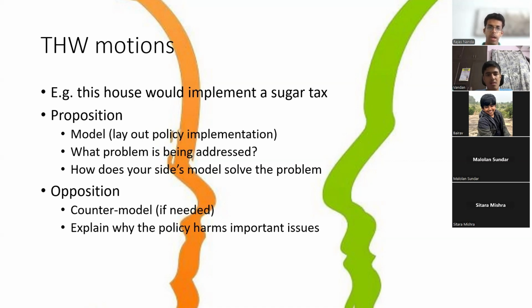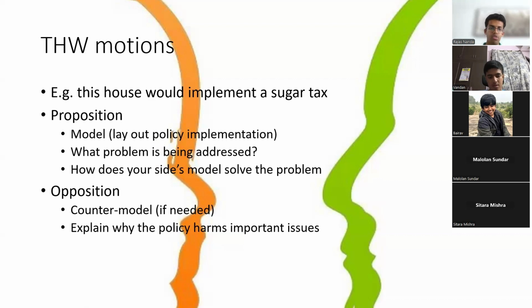And past that, your goal should be explaining what's the problem. In this case, maybe it's obesity, right? And then you should be explaining how does your solution actually address the problem? Why and how will taxing sugar decrease obesity, right? So those are the steps you should be taking.